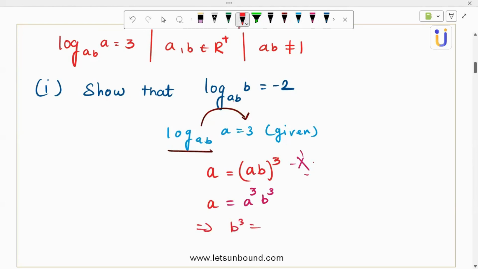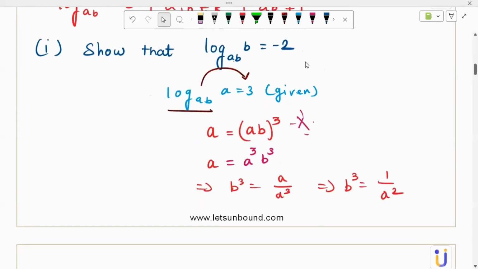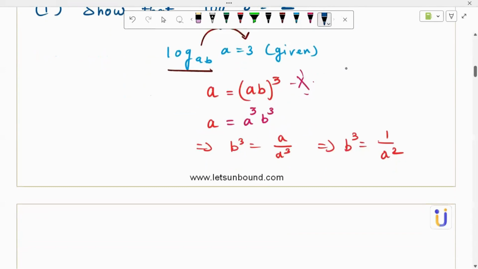B cube is equal to A by A cube. B cube is 1 by A square. If I take B, it will be like a square root of something. Let it be as it is, B cube. Somehow I make B the subject. Now, log ABB. So B cube is equal to A power minus 2. This can be written like this, right? With the exponent.